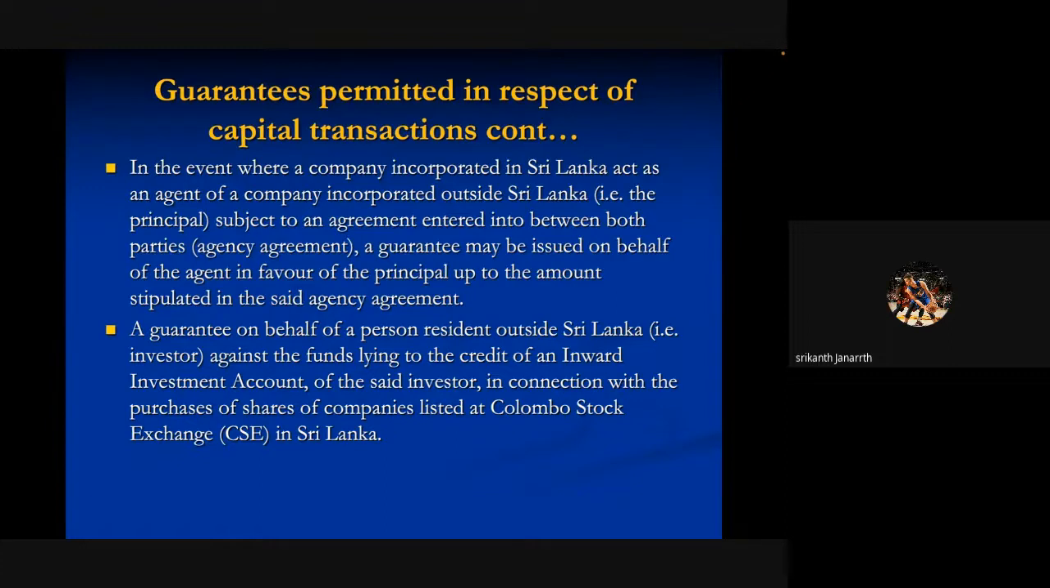So that is a guarantee. A guarantee on behalf of a person resident outside Sri Lanka, that is the USA foreign investor, against the funds lying in the credit of his inward investment account, in connection with the purchase of shares of a company listed on the Colombo Stock Exchange. Now see, the Colombo Stock Exchange is asking for the guarantee because they are going to buy shares on behalf of the investor. So they want a guarantee. After buying the shares, if he doesn't pay, the Colombo Stock Exchange is out of money. When the foreign investor wants to invest, he has to send the money. They are buying the shares thinking that he will pay. In the event he doesn't pay, they want the bank guarantee. That is the reason they are taking a bank guarantee.